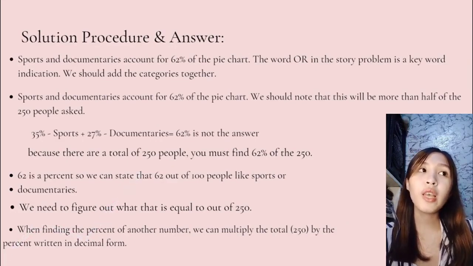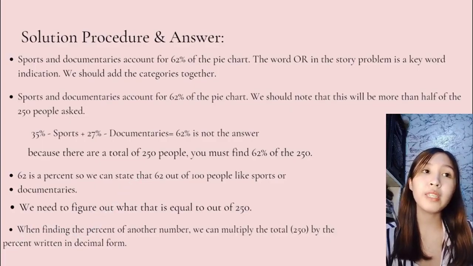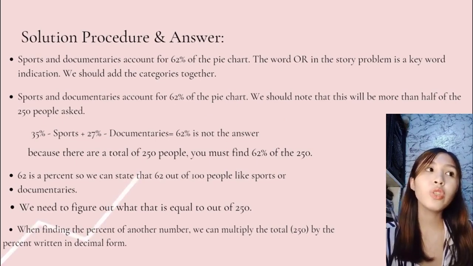First, sports and documentaries account for 62% of the pie chart. The word "or" in the story problem is a keyword indication. We should add the categories together. Second, sports and documentaries account for 62% of the pie chart. We should note that this will be more than half of the 250 people asked.